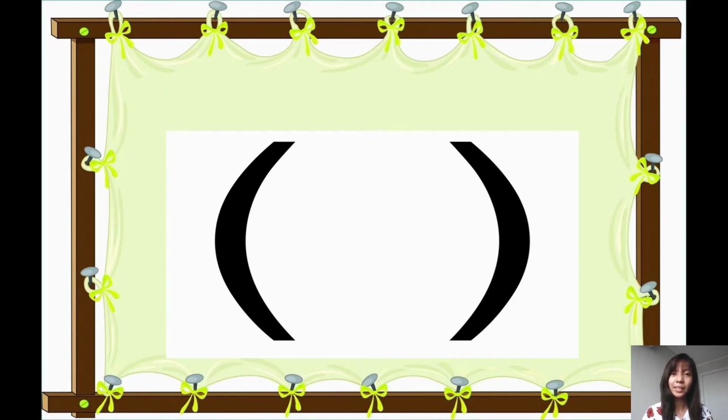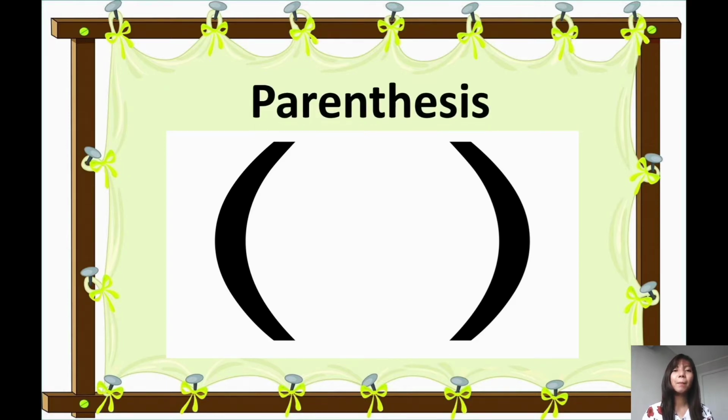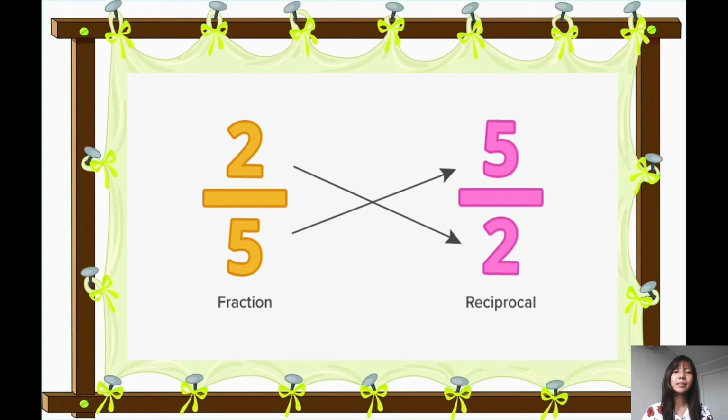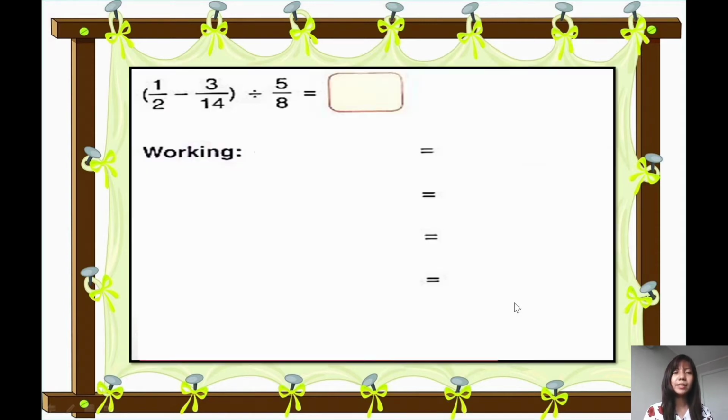What do you call this one? It is parenthesis. Okay, next. So this is the example of reciprocal. 2 over 5, which is the fraction originally, and then when you get the reciprocal of 2 over 5, you just switch the numerator and the denominator, so it becomes 5 over 2. Okay? So let's have an example.